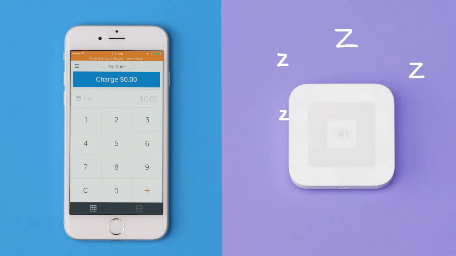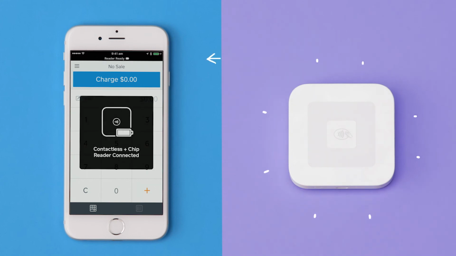Your reader may go to sleep to save power. If it does, press the power button once and the Square app will connect instantly.